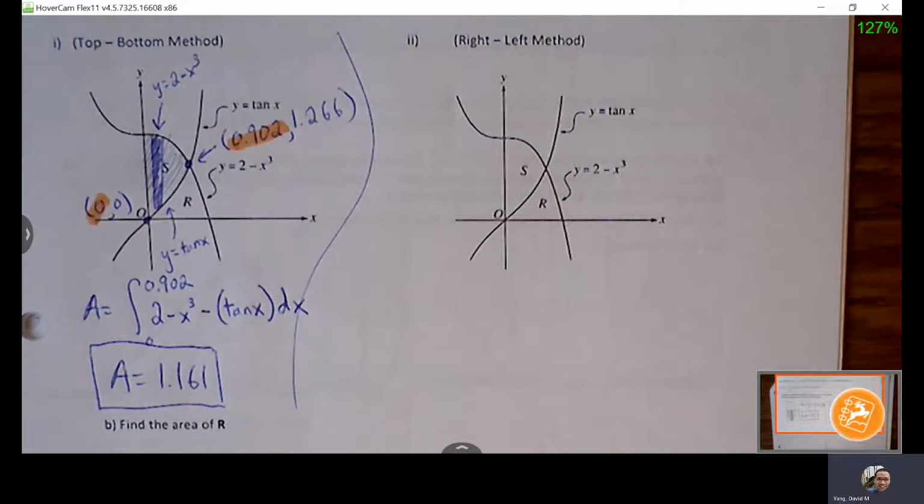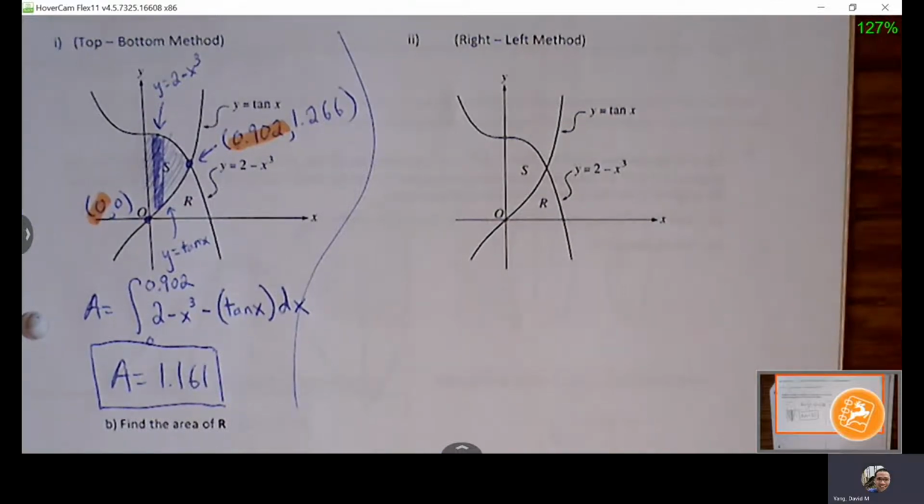Okay, any questions with part 1? I got 1.6. Yeah, let's see here. Oh yeah, go make sure you're in radian mode. Make sure that we're in radian mode. I know sometimes the calculator kind of flips back and forth, so always double check radian mode.